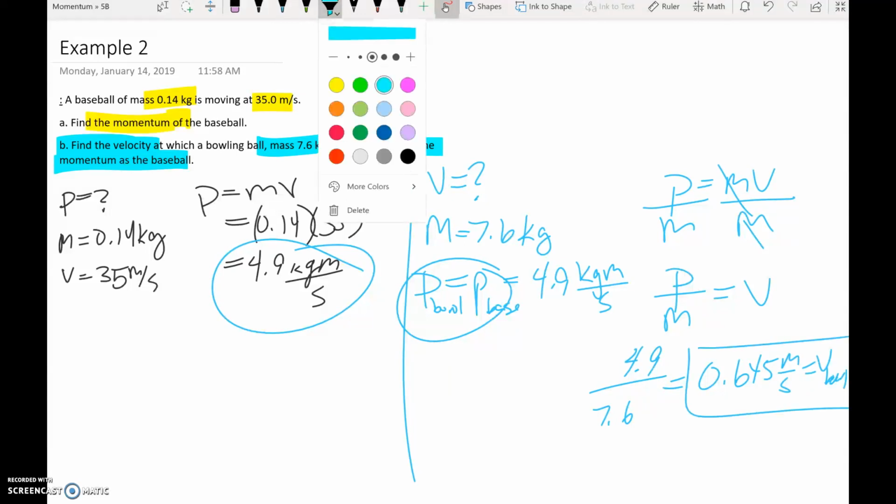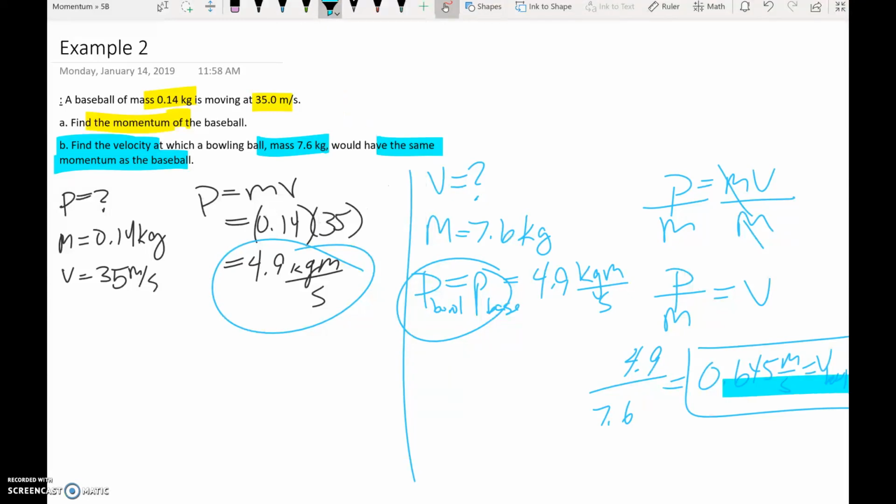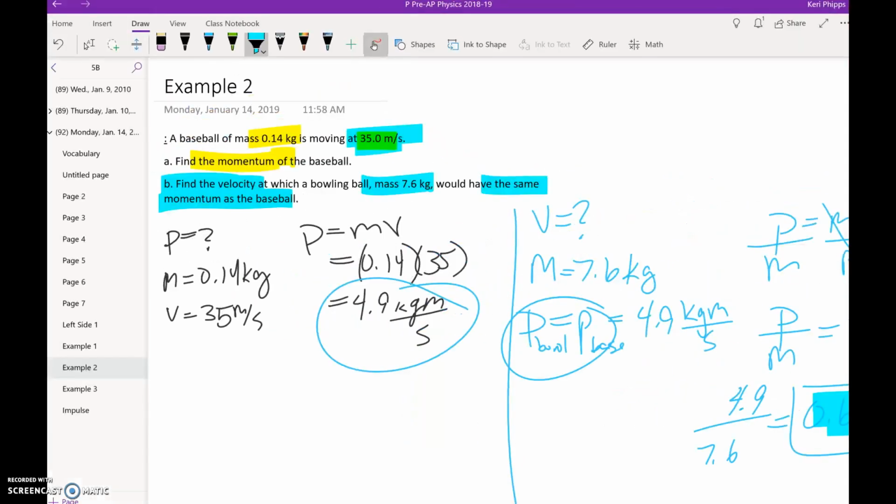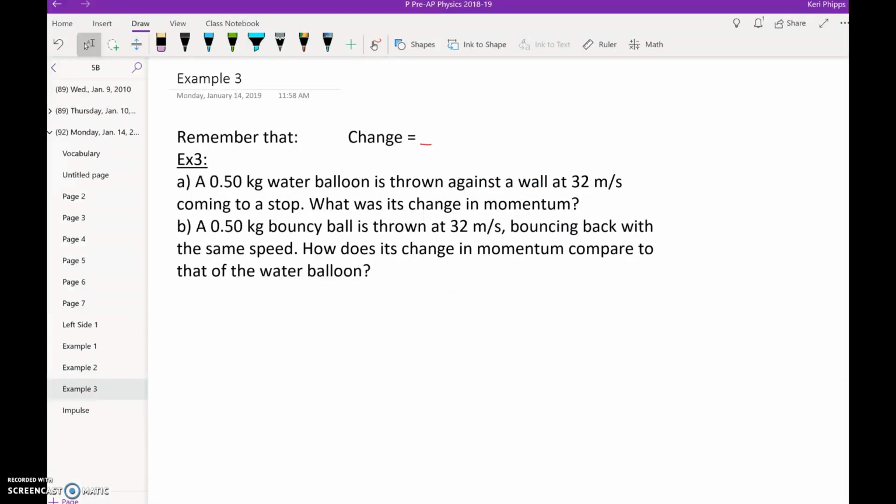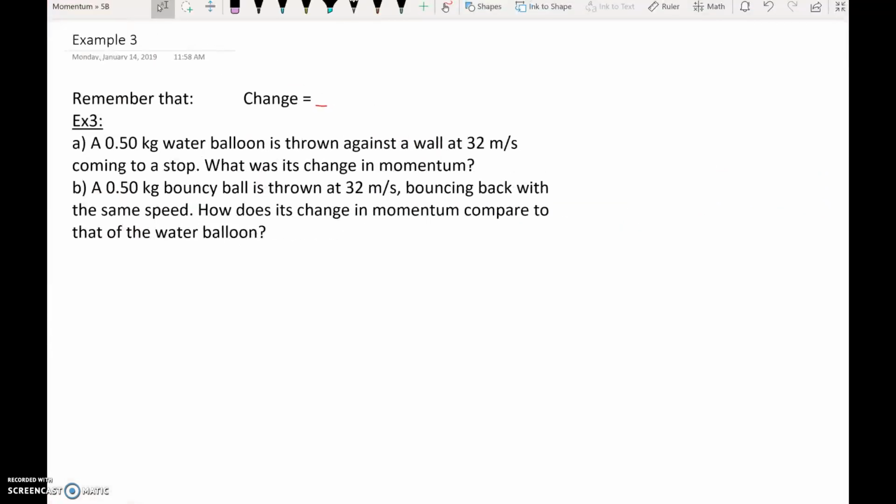Notice the really big difference between this value and that one, okay? Really showing you the effect that the mass can play on something. One more example. Okay, this will be a little bit different. We've got some things we got to think about with it.